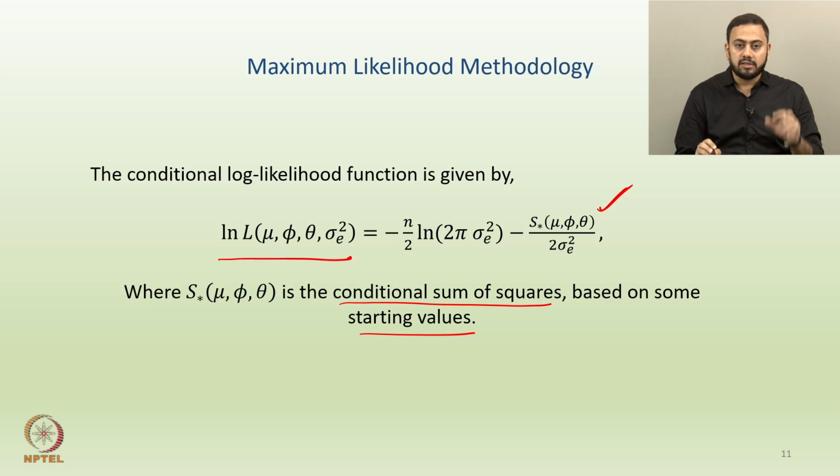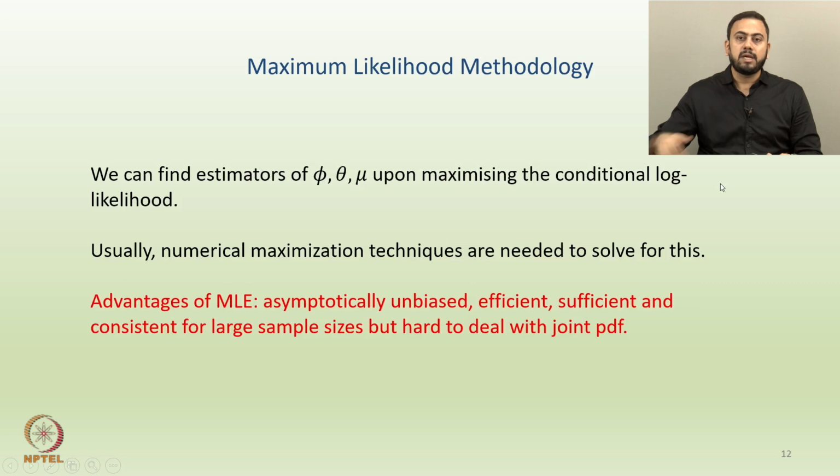So, rather than taking the actual sum of squares, we are taking a conditional sum of squares. Conditional, because these sums of squares are based on some starting values. Once you feed in the conditional sum of squares in this equation, I can get hold of a complete log likelihood function. Once you have a complete log likelihood function, the next step is to maximize, as always. At the end of the day, we can find the estimators of all the parameters upon maximizing my conditional log likelihood function.